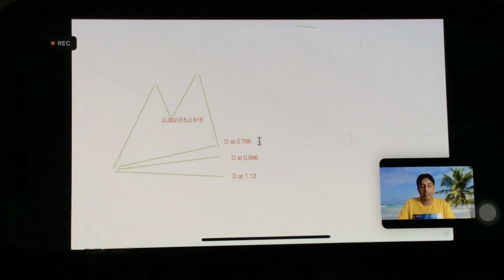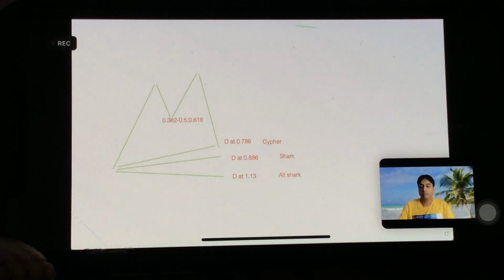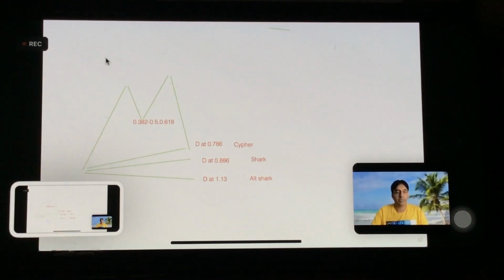So if it's at 0.786, we call it cipher. If it's at 0.886, we call it shark. And if it's at 1.13, we call it alternate shark. Simple. Clear? So let's go to the PPT.